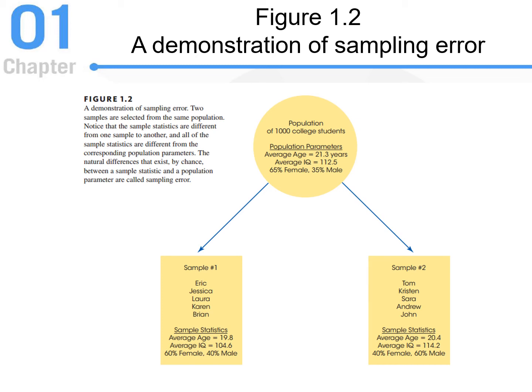And the same with sample 2. It's a little closer, but it's 20.4. Once again, you want to have a bigger sample. I mean, when you have a small sample, you're going to have a ton of sampling error. The bigger the sample, the less likely you're going to have sampling error, or it's going to be diminished. But pretty much even with a huge sample, you may not have the exact same value as the population.